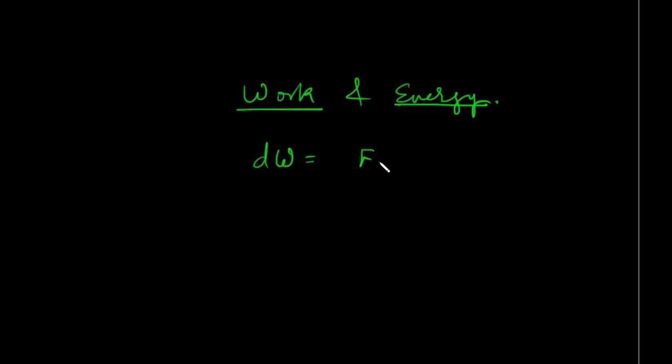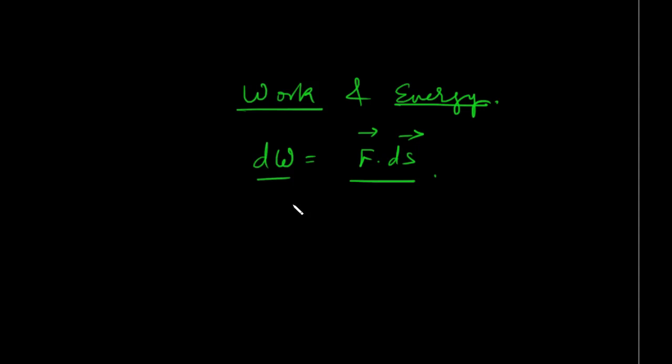Now we can also solve the same question by another method, but for that first I'll have to teach you work and energy, alright. This is a very important concept. Now what is the work done? The element of work done is F dot ds. We all know that, okay. Work is a scalar and this is a dot product, so this is also scalar, alright.